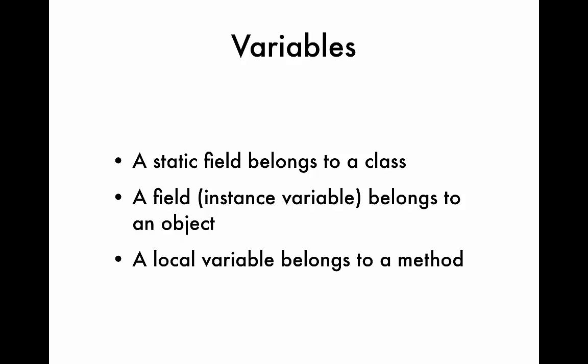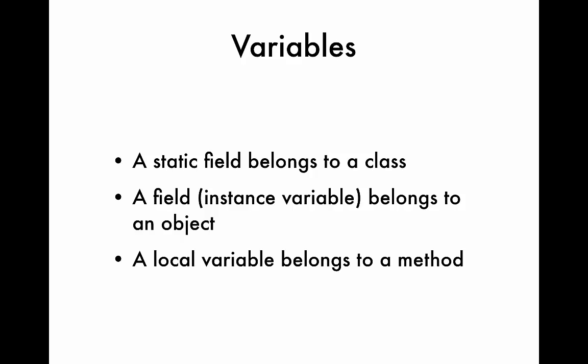Recall that there are typically 4 areas of memory in a program. 1, a read-only code area that holds the program instructions for the JVM. 2, a global area that holds variables that last the life of the program. 3, a stack that holds information associated with method calls. And 4, a heap that holds objects.